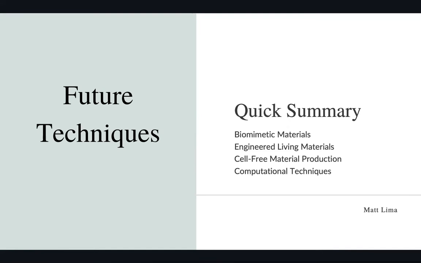Now we'll talk a little bit about the future directions of biomaterial production and design, specifically focusing on 4 categories: biomimetics, engineered living materials, self-reproduction, and computational methods.